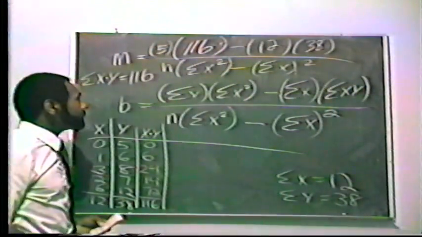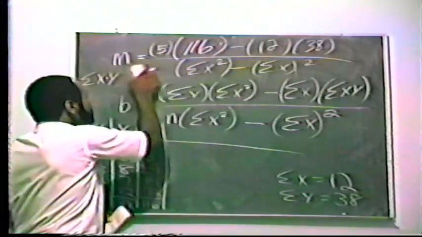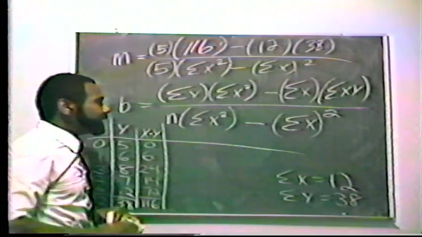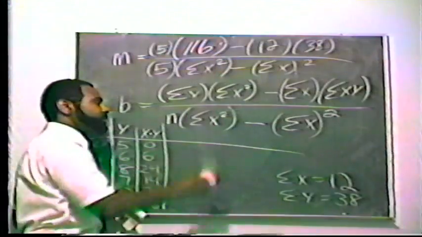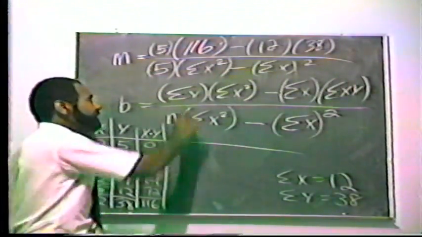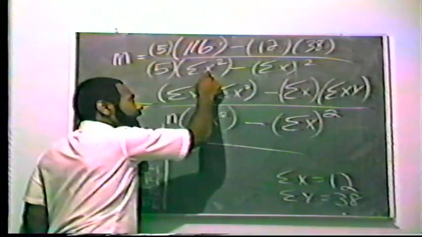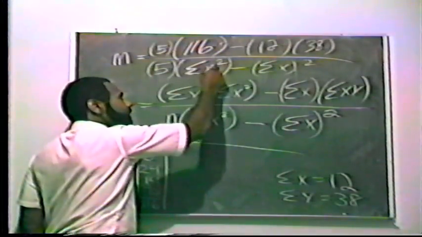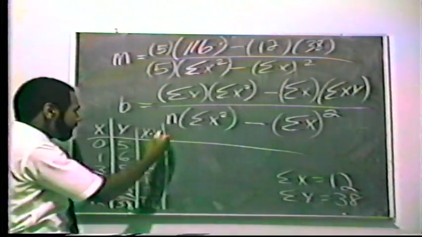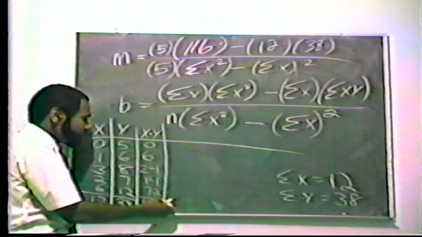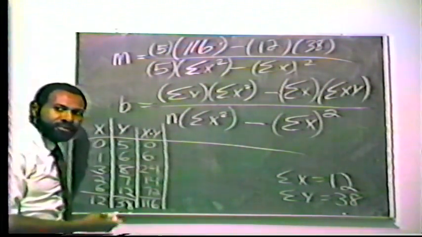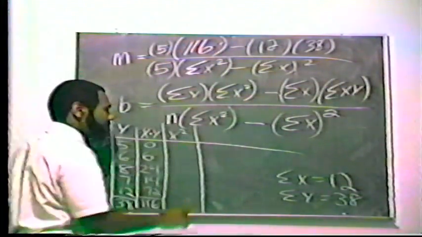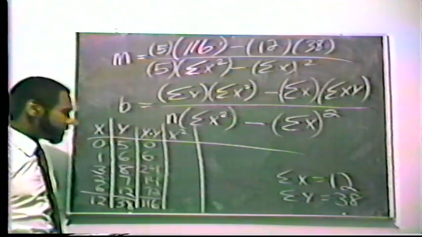Now, in the denominator, we need n. We know that n is 5. We need the summation of x squared. Next, we look at the table. That tells us that we have to square the x's first, then we have to add or sum those squares. We haven't squared the x's already, so we add another column. We call it the x squared column. And we proceed to square the x's.